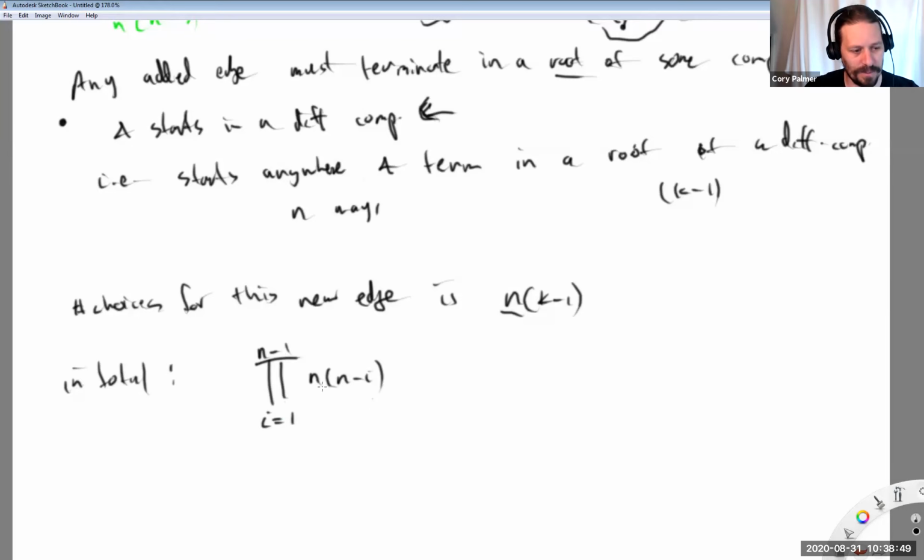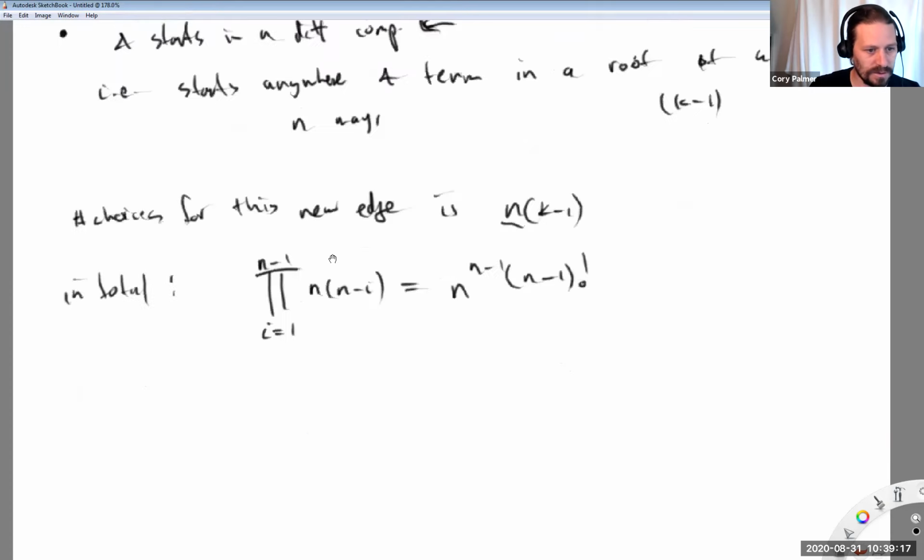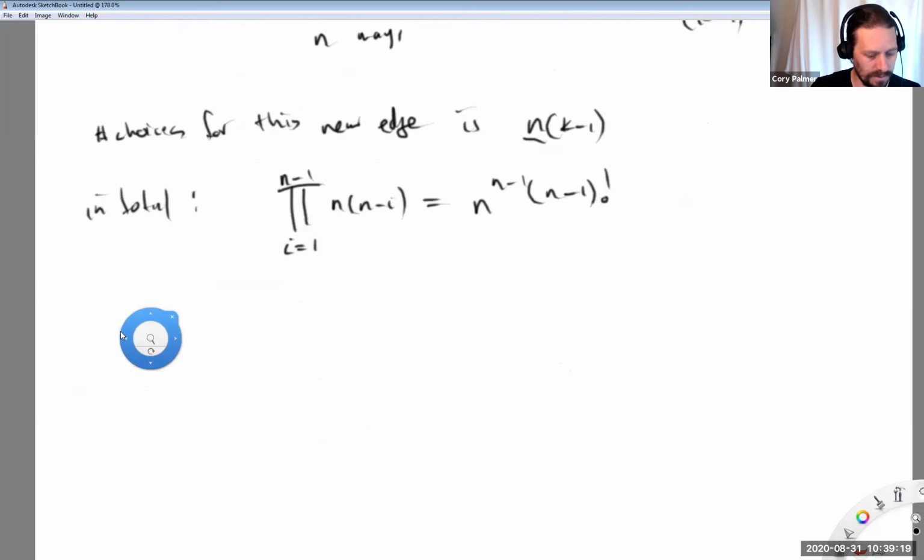In the very last step, you're only going to have one choice because you're going to have two components. You can grab any vertex, and then you're going to join it to the root of the other component. So it'll be n times 1 at the very last step, which makes sense here, okay? But this can be simplified as n^(n-1) times (n-1) factorial, right? That's just what's on the left-hand side there, okay? So that's the number of ways to build up a branching forest edge by edge by edge. But this is not our answer. There's some kind of overcount here.